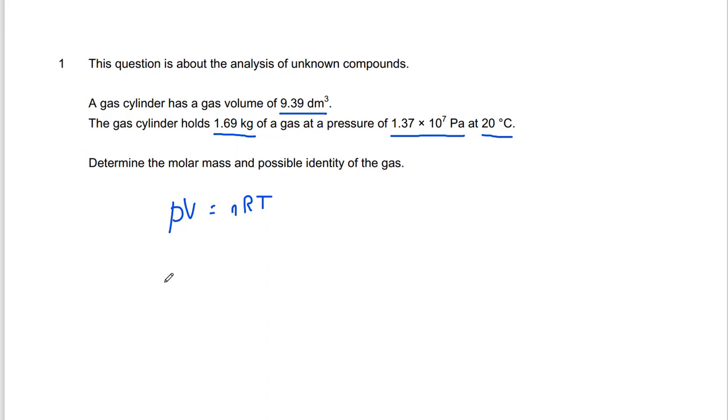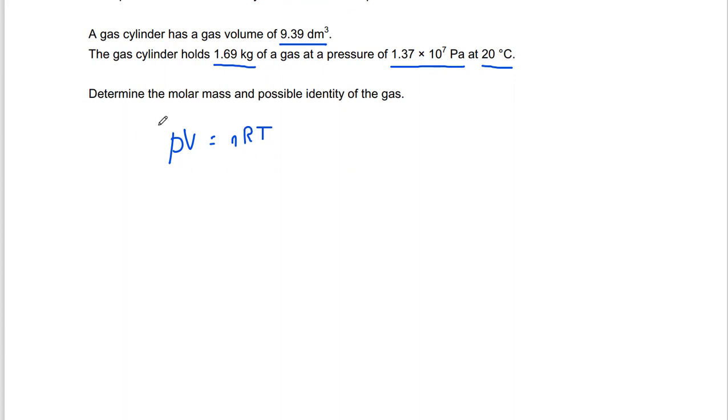So there are many variations of the ideal gas equation. Of course, you can rearrange this to solve for any of the values. So you can solve for P, V, n, or T. You'll never need to solve for R because R is a constant. We know what that is.